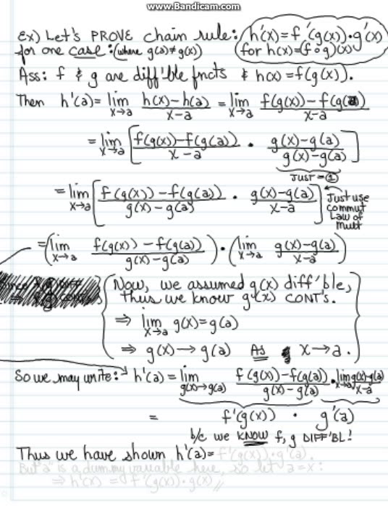Thus, we have shown that h prime of a is equal to f prime of g of x times g prime of a. But a is just a dummy variable here, so we can have it be anything. We're just going to say it works for all a's because a was a dummy variable. It wasn't an actual value for x. So it's going to work for x. So we can rewrite this as h prime of x equals f prime of g of x times g prime of x.